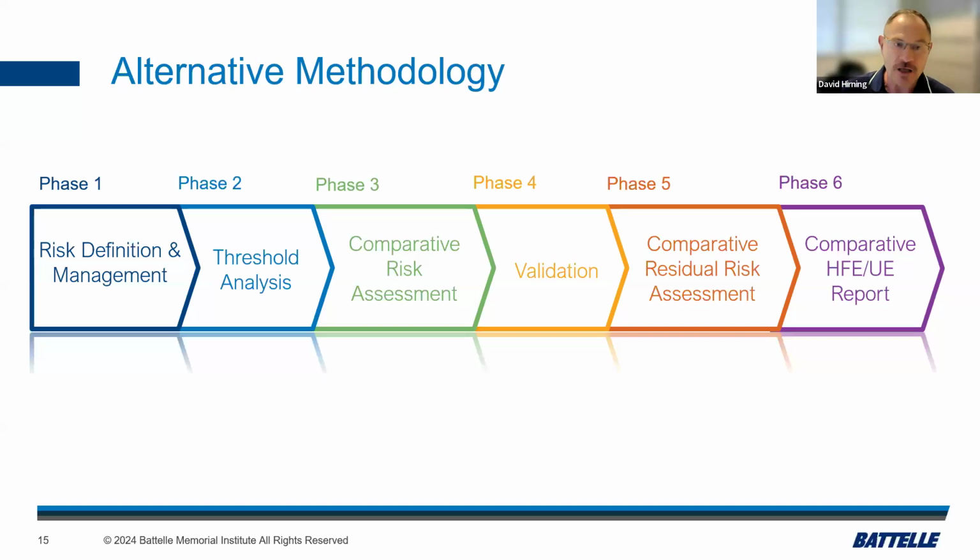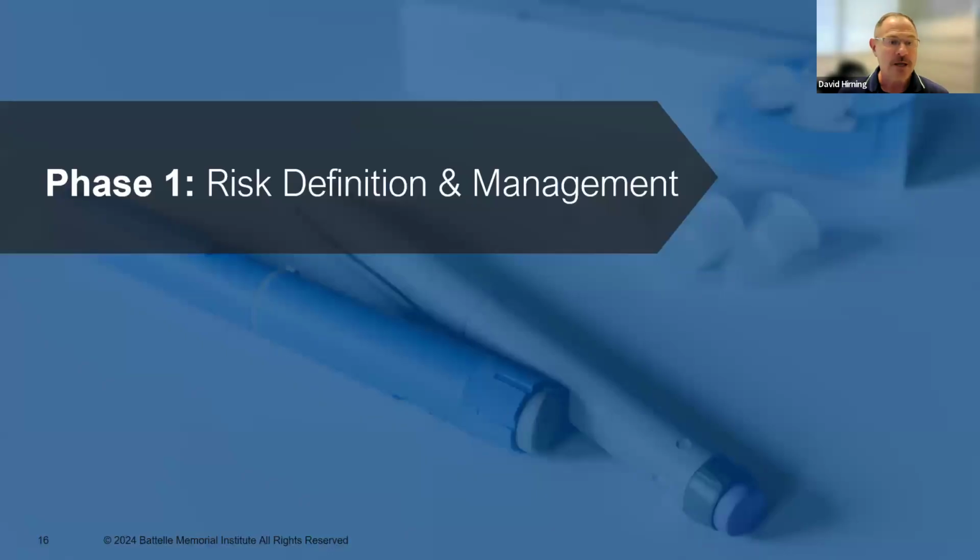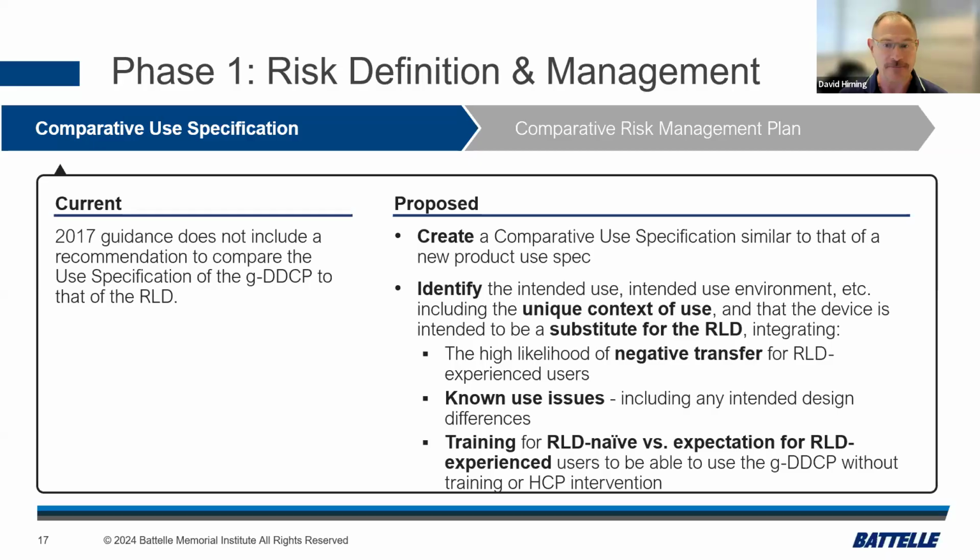the alternative methodology that we're putting forward is truly based upon a new product methodology. So a lot of these phases will look very familiar to you. And we're going to look at each one a little bit more in just a moment. So when we look at phase one, the goal of phase one is to align stakeholders on early design documents. Specifically, we're going to be looking at the comparative use specification and the comparative risk management plan.